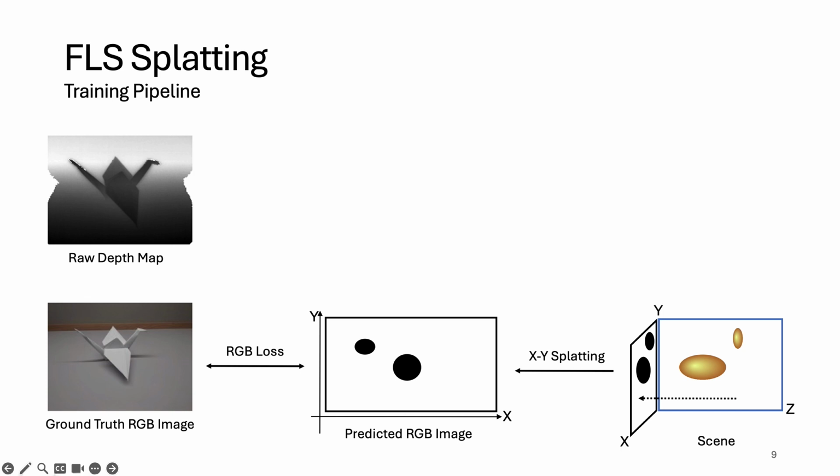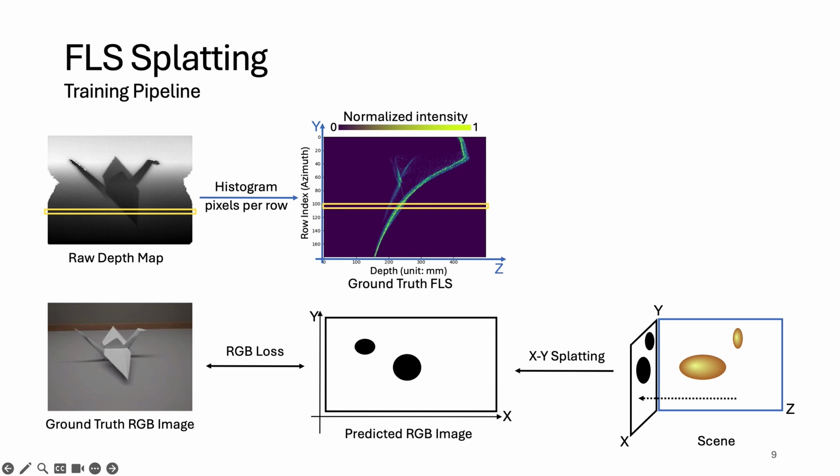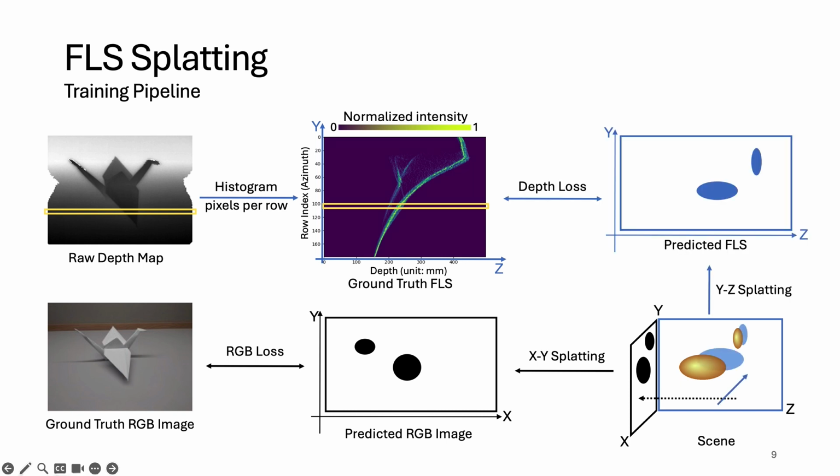For the FLS splatting process, instead of histogramming all the pixels, we histogram per row to simulate the azimuth resolution that FLS gives us. Additionally, we splat Gaussians on the YZ plane to obtain the predicted FLS result.